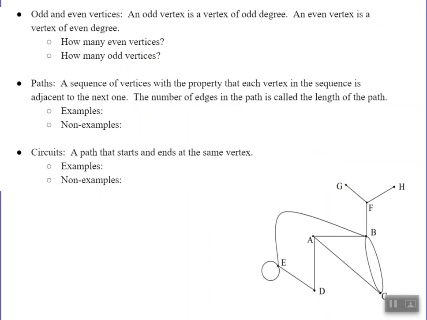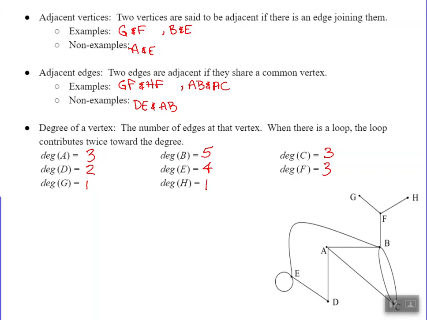Now, continuing with the same diagram, odd and even vertices. An odd vertex is a vertex with odd degree. An even vertex is a vertex with even degree. And again, whether a vertex is odd or even will be referenced in several theorems that we talk about in this unit. So in this diagram, how many even vertices did we have? And how many odd vertices? Even vertices are D and E. The other 6 are odd.